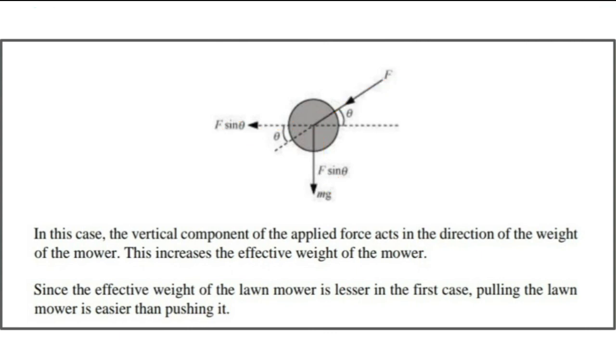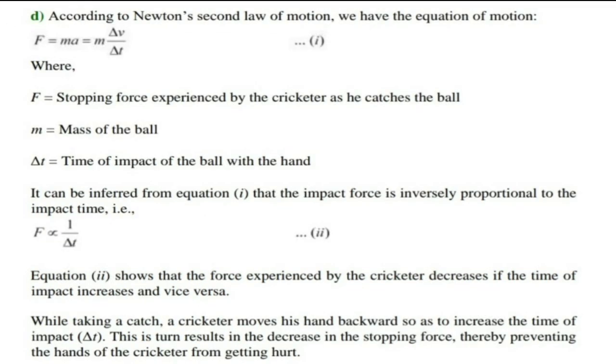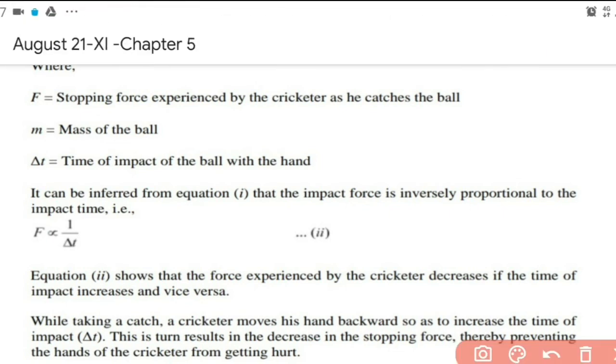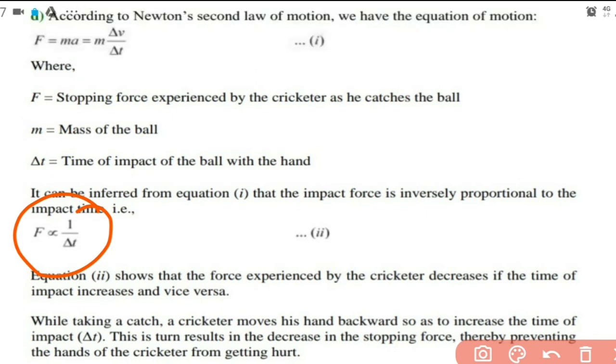Now coming to the last part, part D. While holding a catch, the cricketer lowers the hands. Why? That can be explained with Newton's second law of motion. As per the second law, F is equal to delta P by delta T, which can be written as F is equal to M into delta V by delta T. What we can conclude is F is inversely proportional to delta T. That means the impact of the ball on the hand is inversely proportional to delta T.